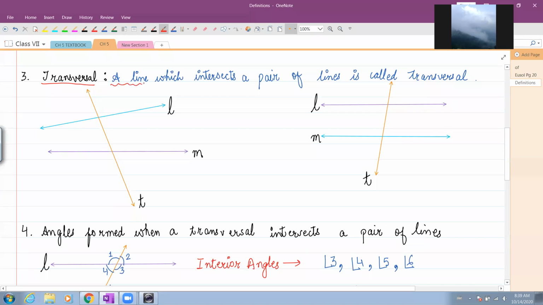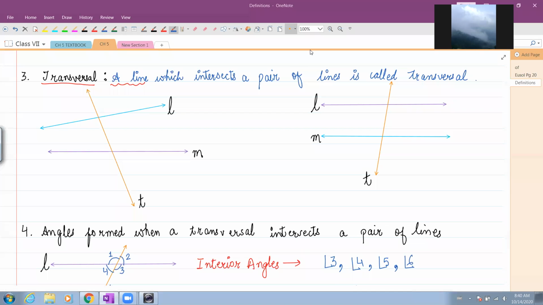Transversal is the name given to a line. We give a line the name transversal. What kind of line is it? It intersects a pair of lines. If you have 2 lines, over here in the first picture, L and M are intersecting lines. If I take L forward, it will cross M. Simply saying, if there is a line which crosses 2 different lines, then that line will be called a transversal.